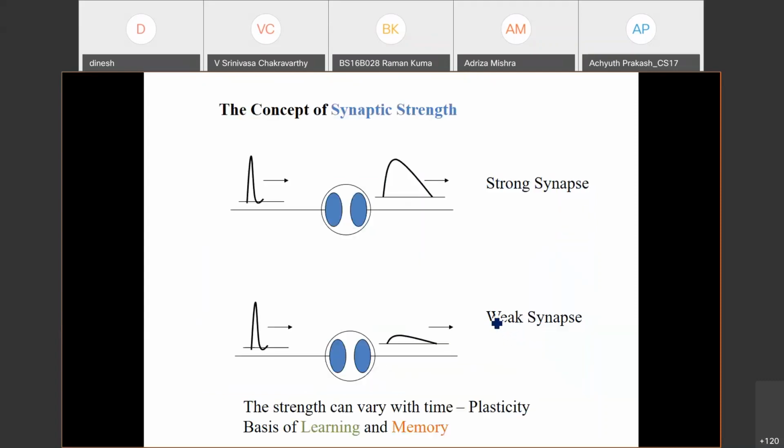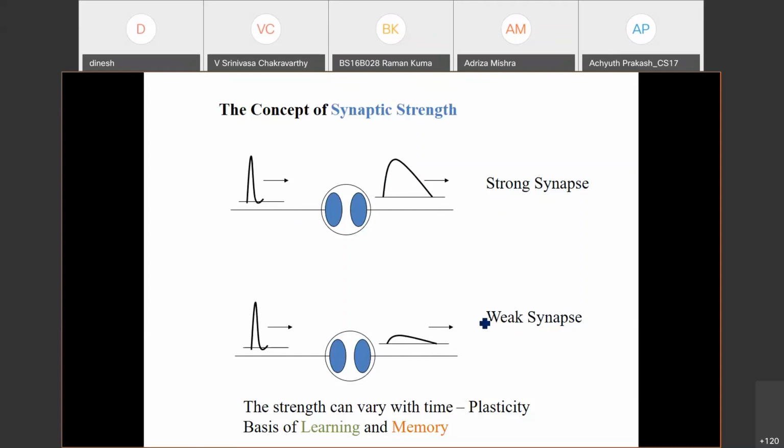Here again we have one more idea, which is the strength of the synapse. If the response of the synapse to a given action potential is a high PSP with large amplitude, you can say that the synapse is a strong synapse. But if the response is a small PSP, you can say that it is a weak synapse.